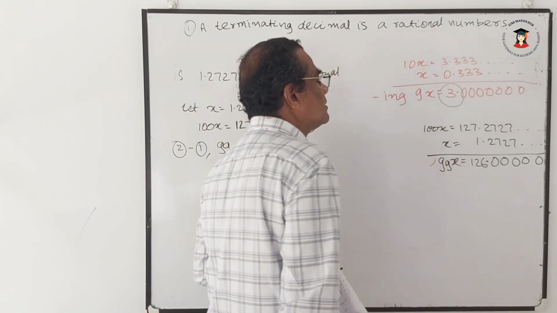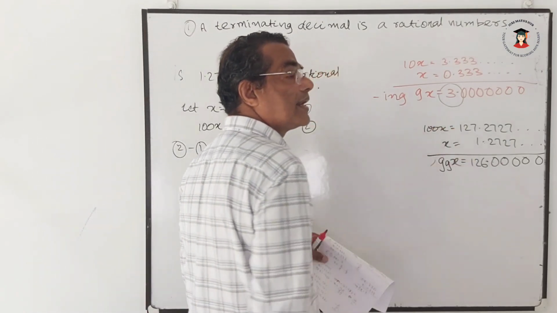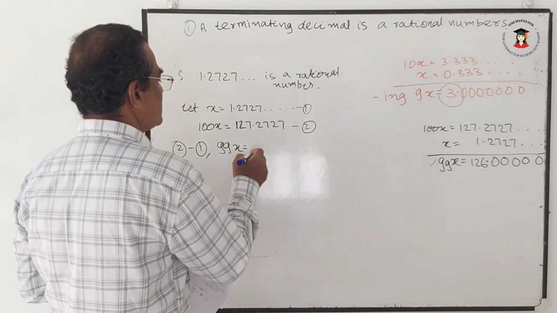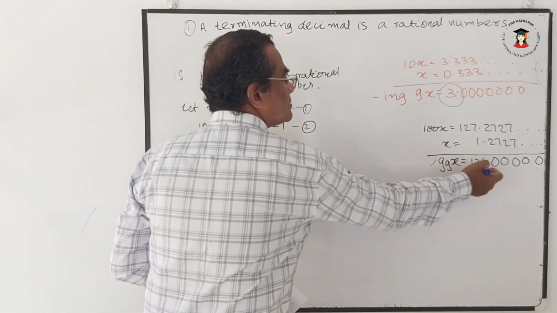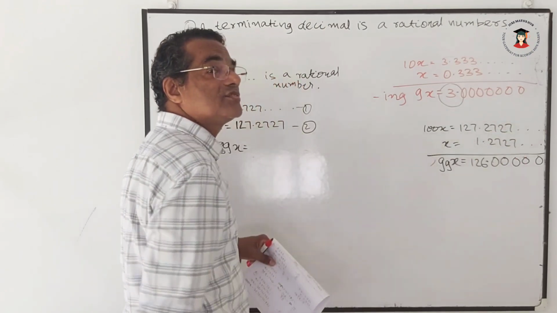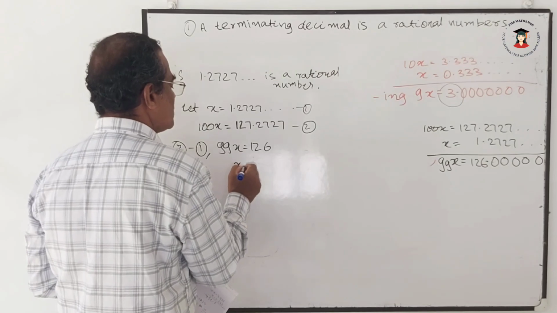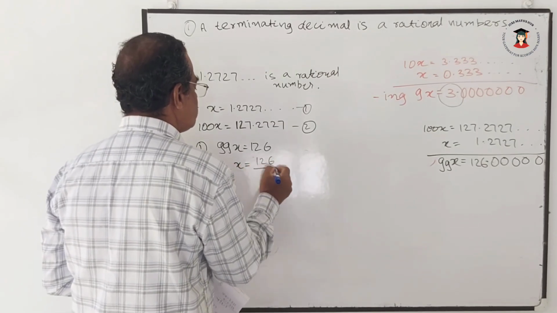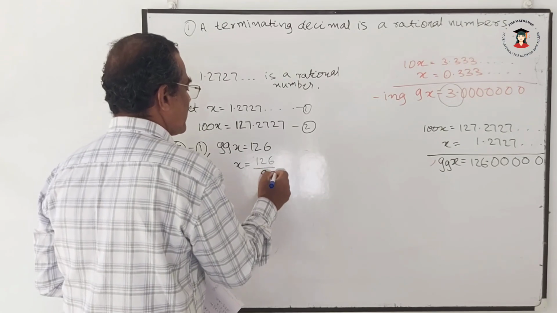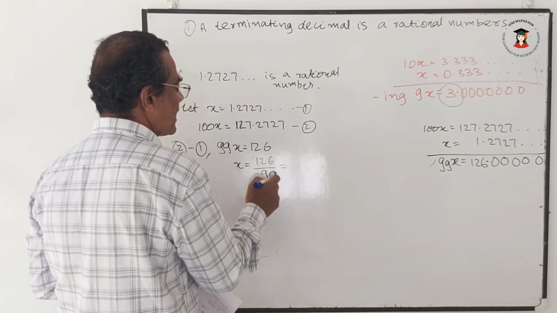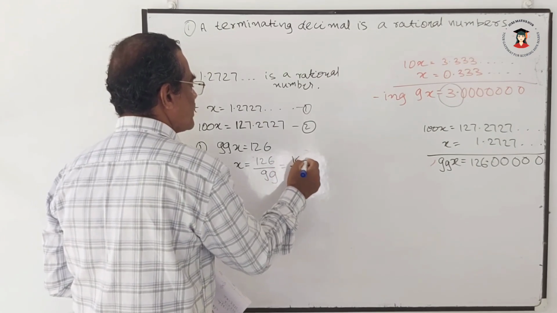If you add an x to 99x, you will get 100x. So we got 99x is equal to 126. 126.000 means 126 only, is 126. So x is equal to 126 divided by 99. This can be divided by 9. So it will become 14 by 11.